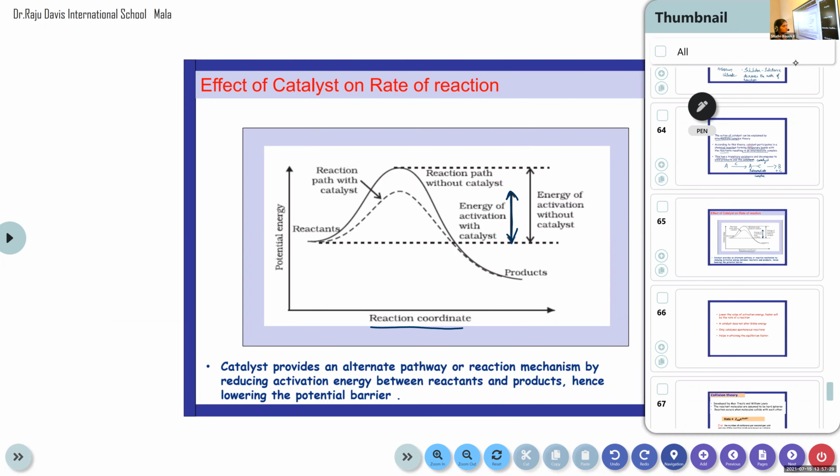Malavika, can you please read this point? Catalyst provides an alternate pathway or reaction mechanism by reducing activation energy between reactants and products, hence lowering the potential barrier. Yes. All of you please switch on your videos. Michael, Malavika, Lydia, Anna, Srihari, Muhammad Adim, Alvin.